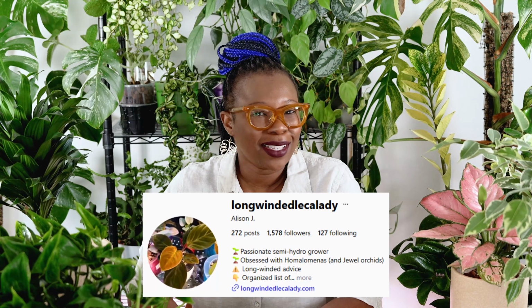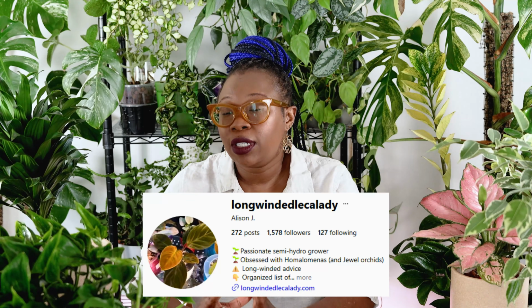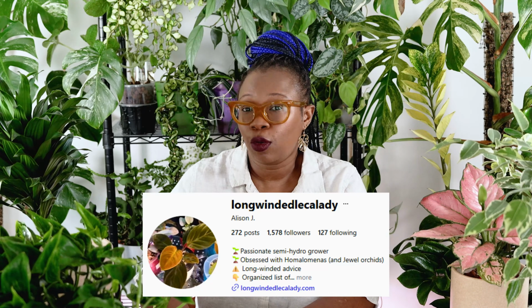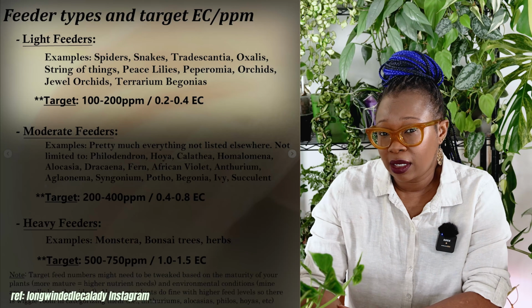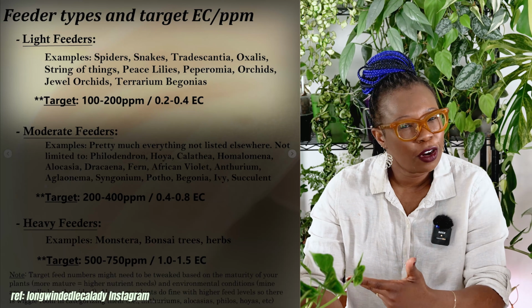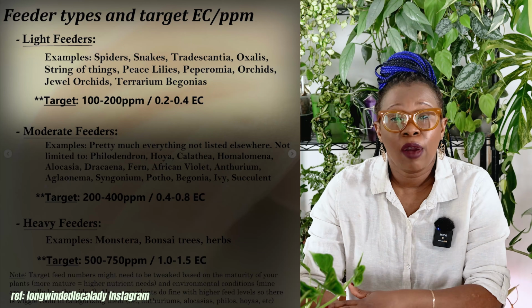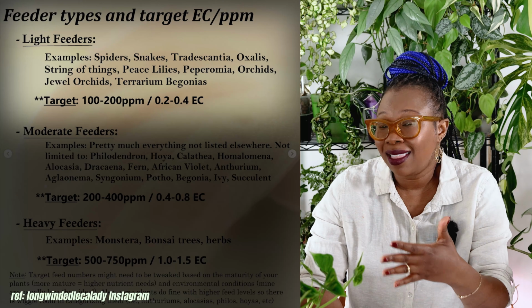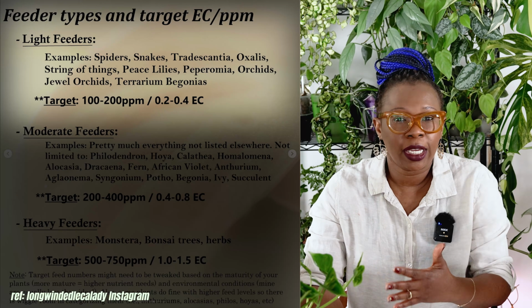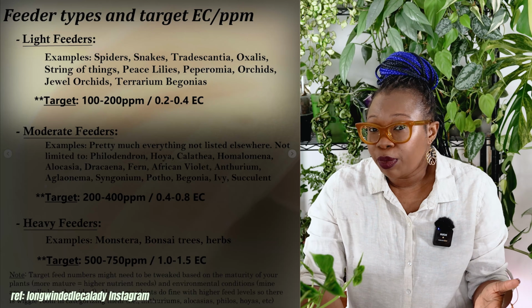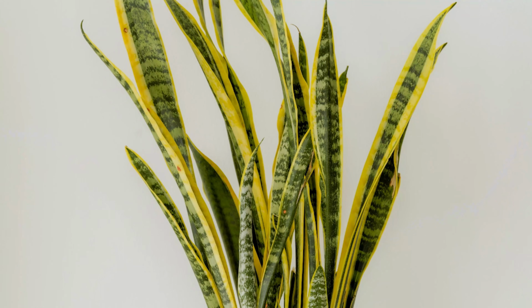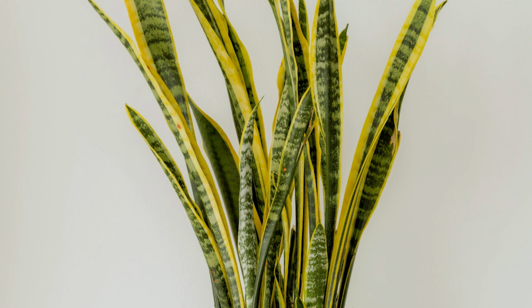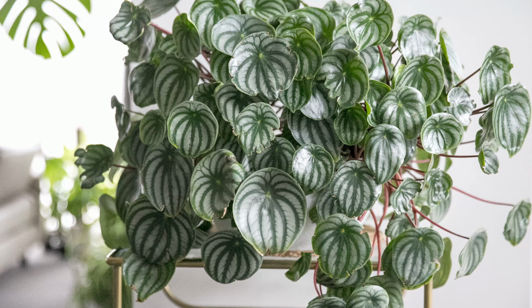A really helpful way to think about EC for houseplants comes from the lived experience of growers like Alison, also known as the long-winded Leca lady, who has tracked how different plants respond to nutrient strengths over time in semi-hydro. Based on Alison's experience, light feeders tend to prefer very low nutrient concentrations around 0.2 to 0.4 EC. Pushing higher ECs than this often causes stress before it leads to better growth. This group includes plants like spider plants, snake plants, tradescantias, oxalis, string of things, peperomias, orchids, begonias.